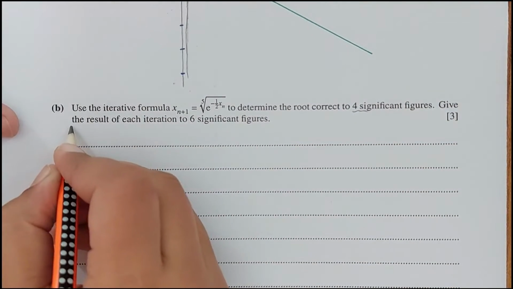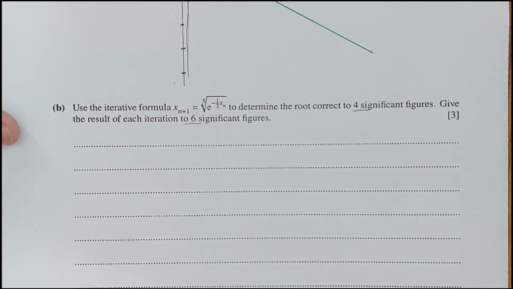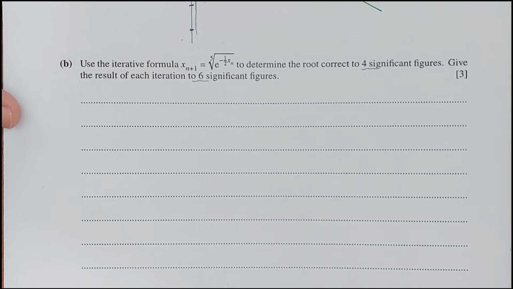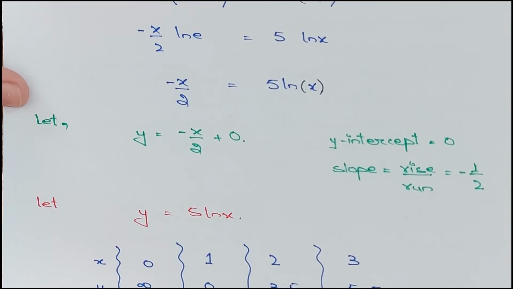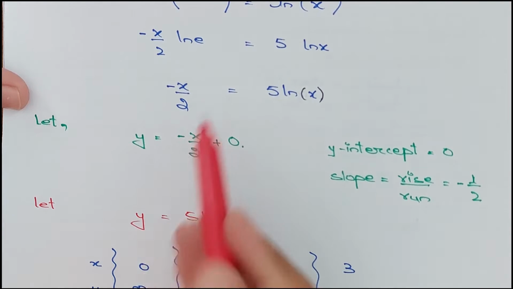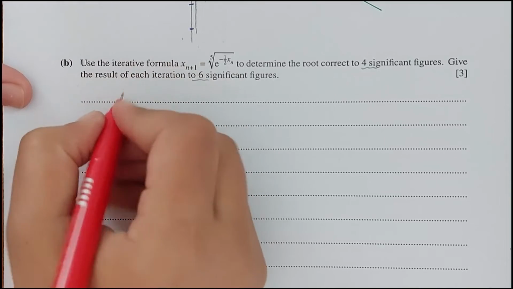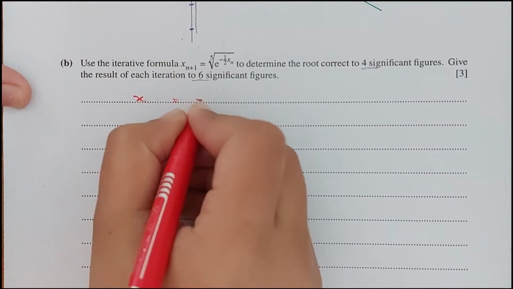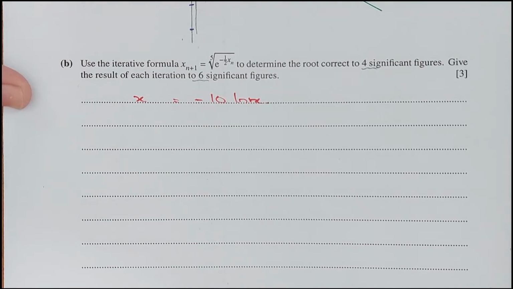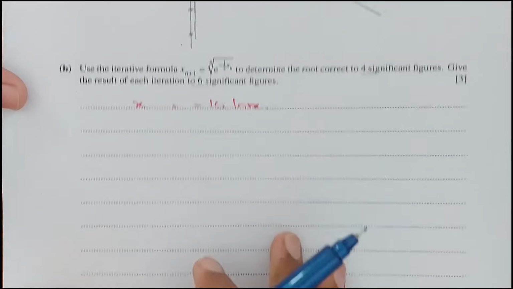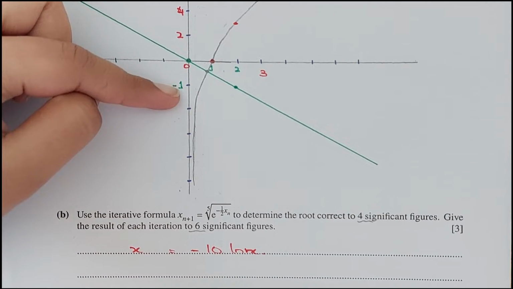Give the result of each iteration to 6 significant figures. So first we have to find the initial guess, right. As you can see, we got this equation, minus x by 2 equals 5 ln of x. So from here we can say that x would be equal to minus 10 ln of x, right. Okay, now let me find the root. As you can see, for the initial guess, the root lies between 0 and 1, right.